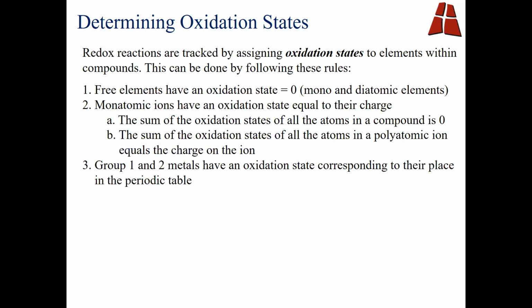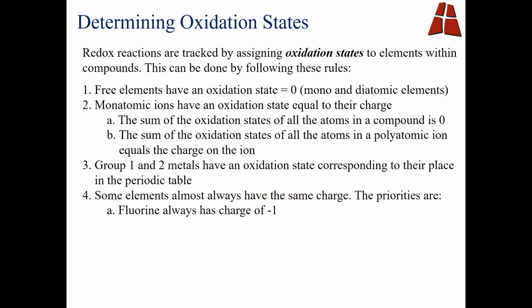The third rule is that group 1 and 2 metals have an oxidation state corresponding to their place on the periodic table. An example would be sodium, which is in group 1. That means it will always have an oxidation state of +1, unless it is just pure sodium metal. Another example would be magnesium. Then, in group 2, it will always have 2+, right?